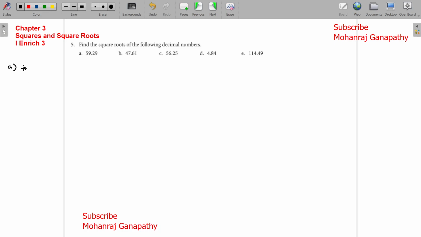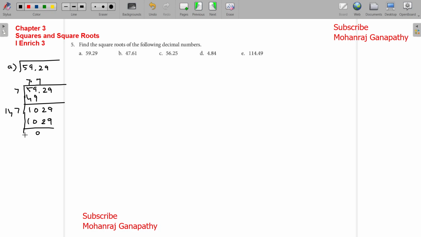A. Square root of 59.29. 7 sevens are 49. 7 2s are 14. 7 7 sevens are 49. 28 plus 4 is 32. 7 plus 3 is 10. 0. Answer is 7.7.